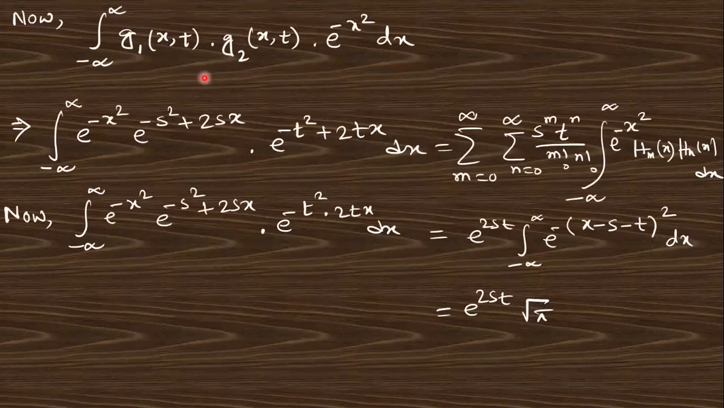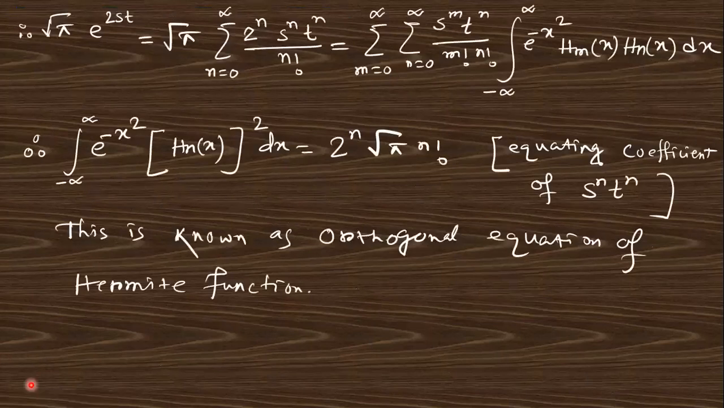And in this expression, if you just multiply these two generating functions g1 and g2, multiplying by this, you will get this expression. Okay, and if you put this value, you will get this orthogonal equation of the Hermite function. Just compare the coefficients of s to the power n, t to the power n in this expression, you will get this orthogonal equation of the Hermite polynomial.